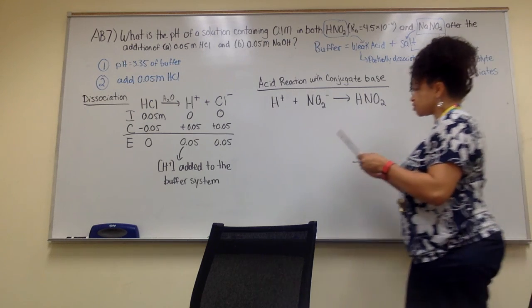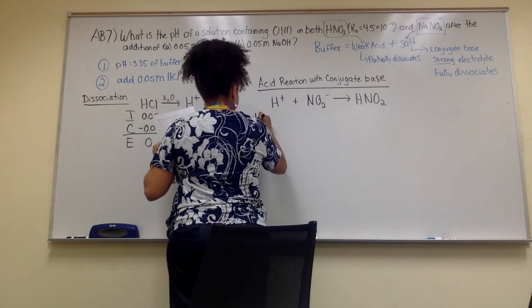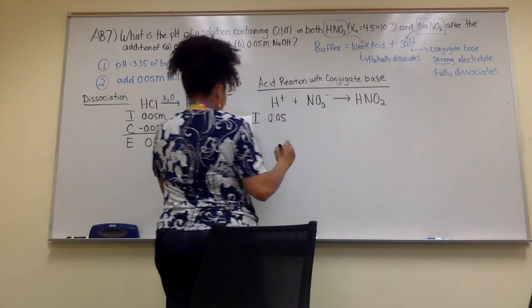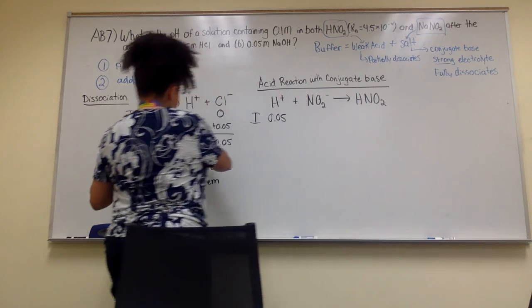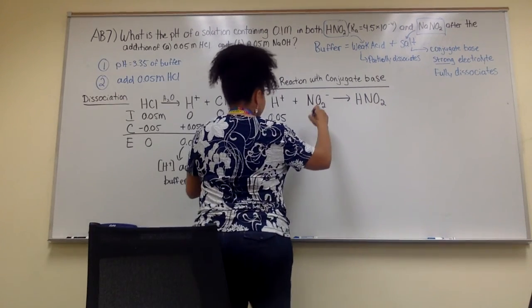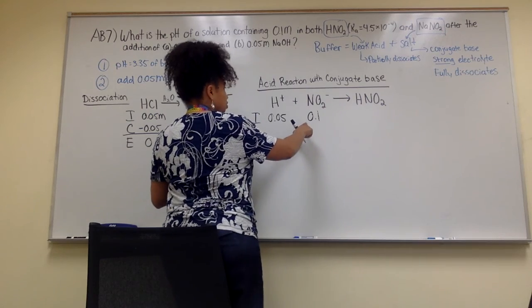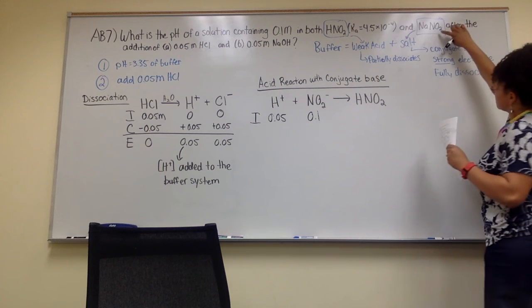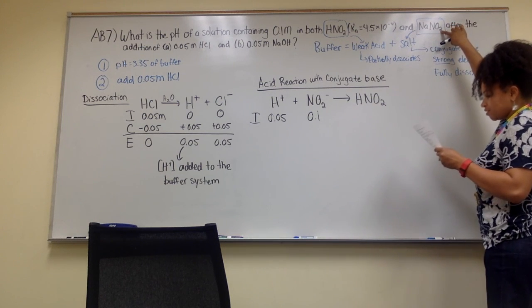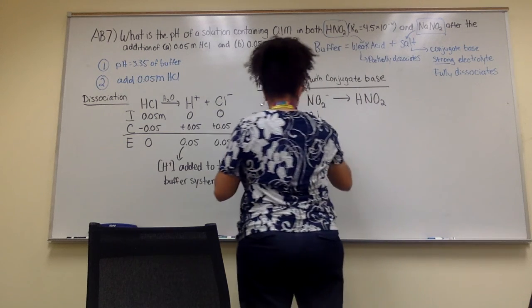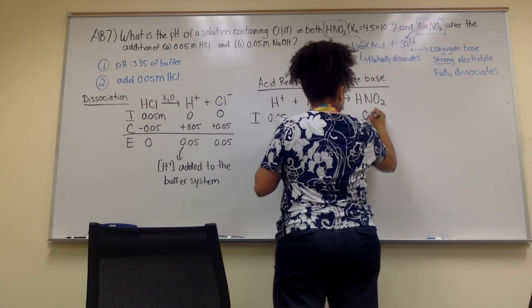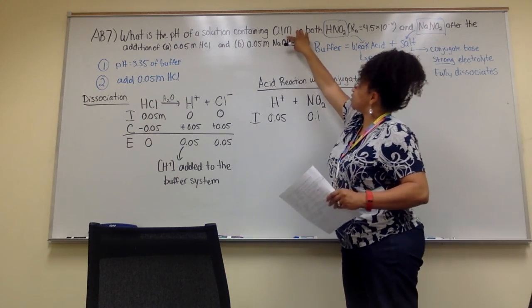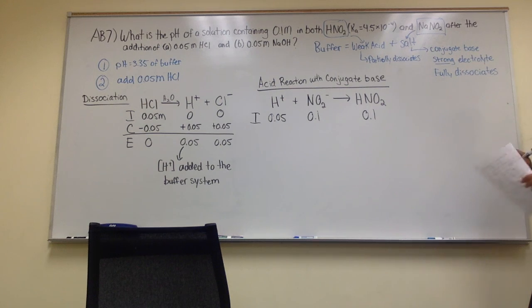So we are going to consider those concentrations. Initially, we start with 0.05 concentration of protons, which came from here. We start with 0.1 molar NO2 minus, which came from the conjugate base that dissociated from the salt. And then we start with 0.1 molar of the weak acid. Why is that? Because here's 0.1 that's up here that we're starting with.